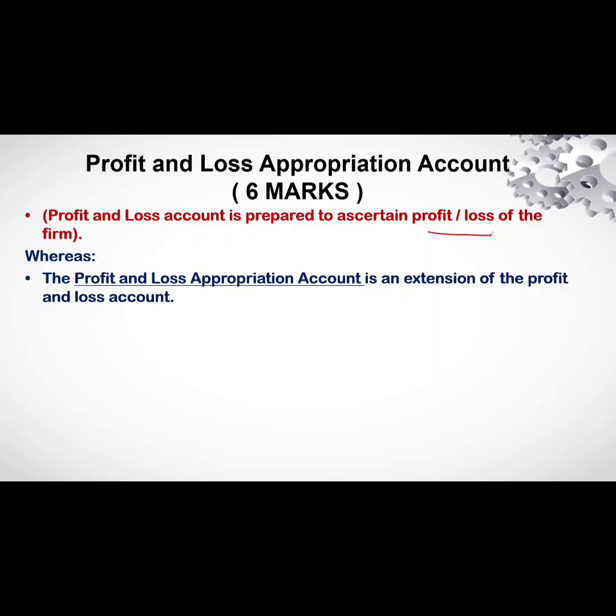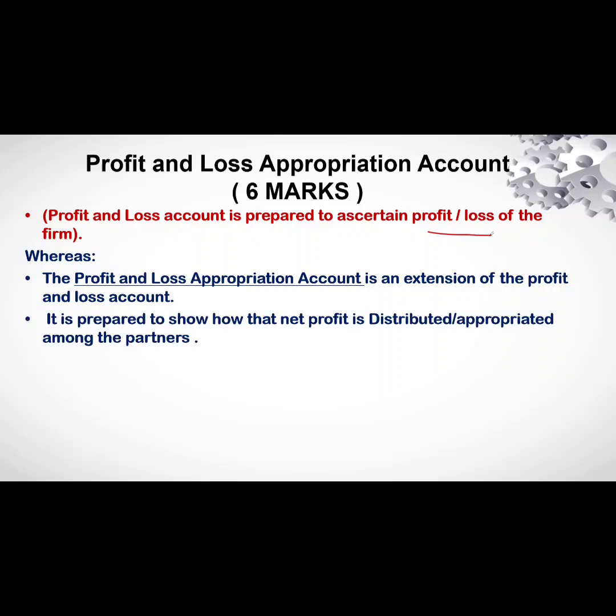And this account is prepared to show the net profit which has been prepared under the Profit and Loss account, how this net profit is distributed or appropriated among the partners. So whatever profit or loss we have calculated under the Profit and Loss account is now distributed to the partners, and therefore this Profit and Loss Appropriation account is being prepared.